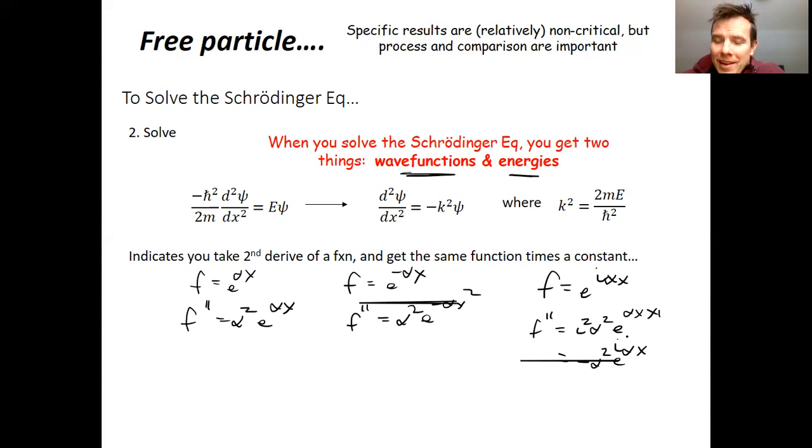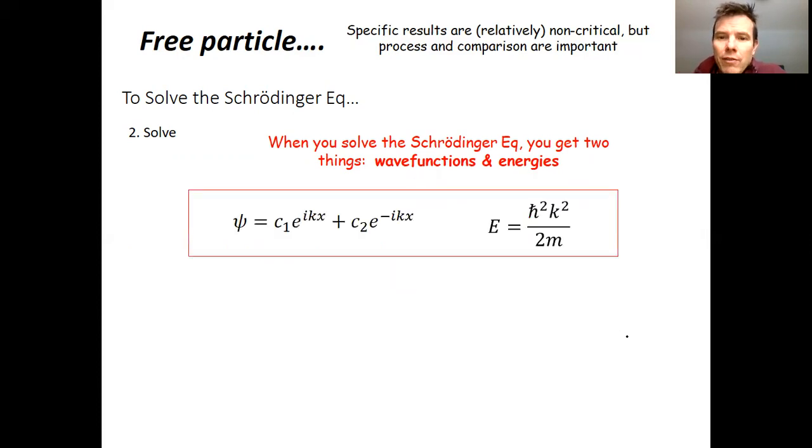So when we solve it, these are what we get. Here are our solutions to the Schrodinger equation. We get two things which are written in this form. Right? C1 e to the ikx, C2 e to the minus ikx. If I take that previous equation for k and I rearrange it and solve for E, you get h bar squared k squared over 2m. Right? These are the solutions to the Schrodinger equation. And I'll give you a little worksheet problem where you can convince yourself that this is right.